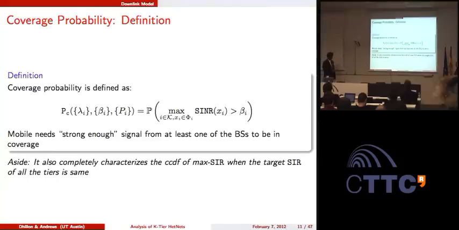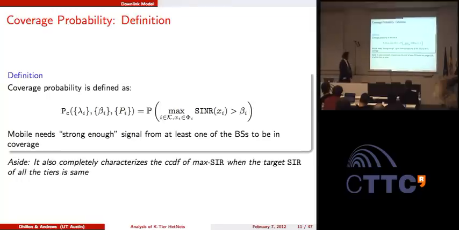Since we will be spending a lot of time on coverage, it's important to define what coverage actually means here. My coverage probability is going to be a function of the three main parameters I defined. Just to recall, we have lambda i's, the densities of different tiers of base stations, beta i's, the target SIRs, and P i's, the transmit powers for different tiers. If at least one of the base stations provides you with enough SIR to satisfy the target SIR, you are in coverage. That's what this basically means. In other words, the mobile needs a strong enough signal from at least one of the base stations.